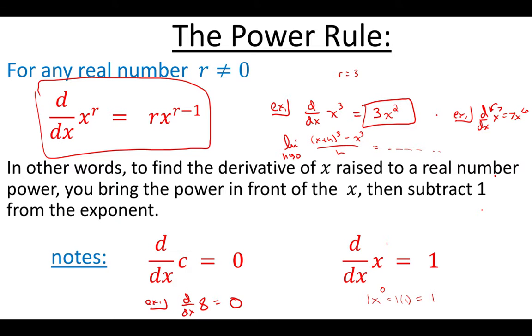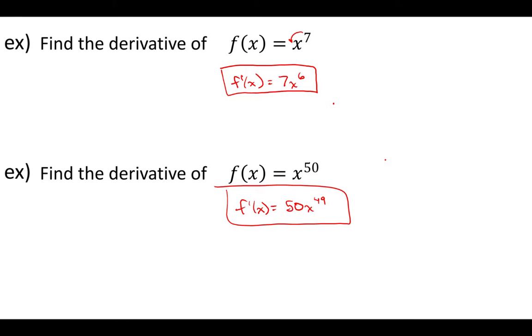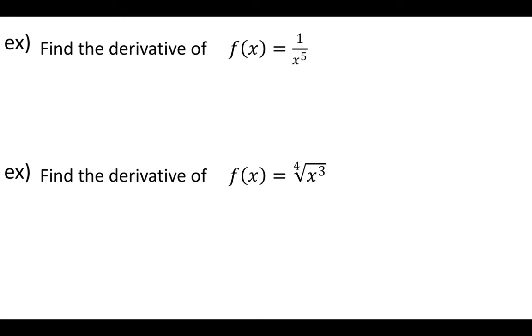All right. Let's go ahead and try a few problems using this. So find the derivative of f of x equals x to the 7th. I'm going to use a few different notations so you get used to these. So we could say f prime of x equals, and then we just bring the 7 in front, and then we subtract 1 from the power. So 7x to the 6th. If we're to find the derivative of x to the 50th, well, that's going to be f prime of x equals 50x to the 49th. That's simple. Okay, let's get a little bit harder.